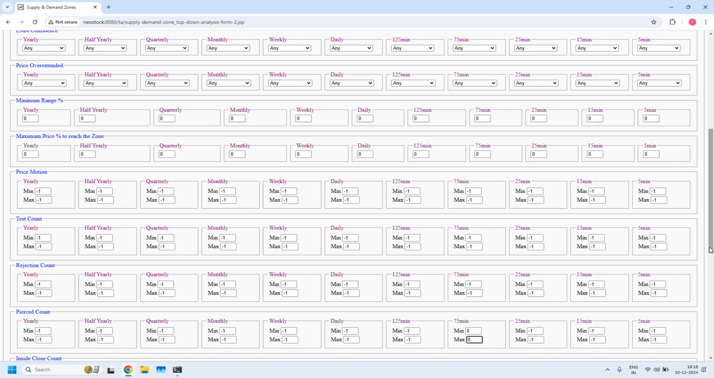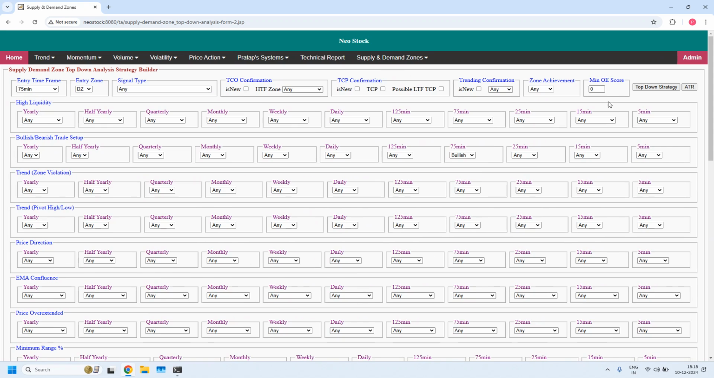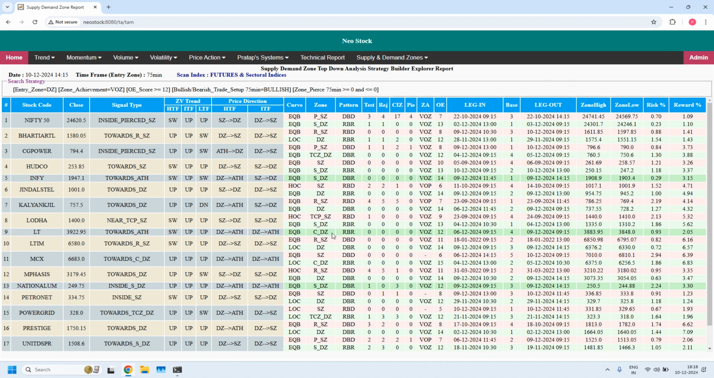Because we are displaying entry zones, they should not be pierced, the demand zones. So zone achievement violated opposing zone. Minimum odd enhancer score 12. All the 3 filters are applied to 75 minutes demand zone. Let's filter. So we got maybe around 18 or 19 stocks. These are the first 17 stocks.